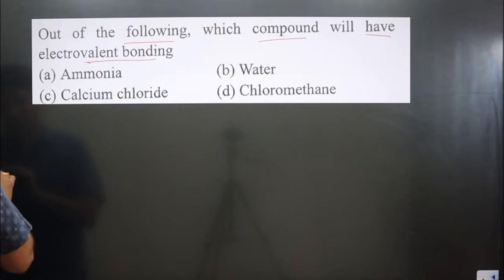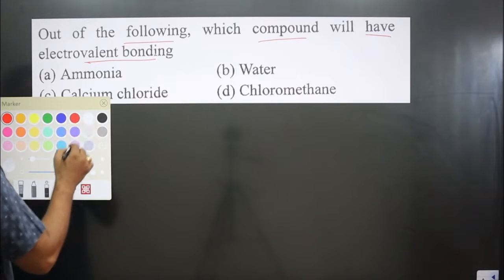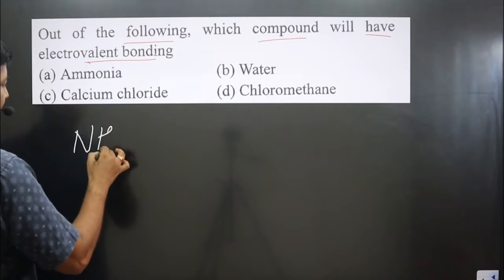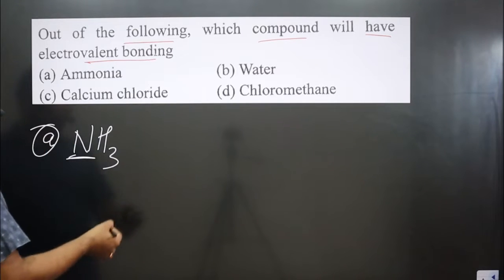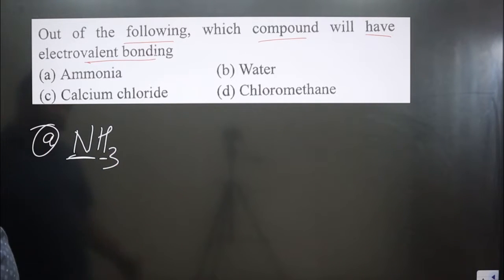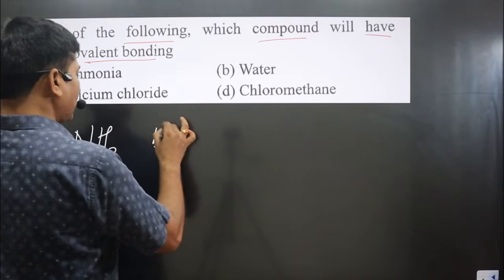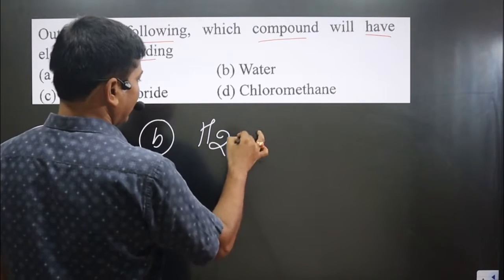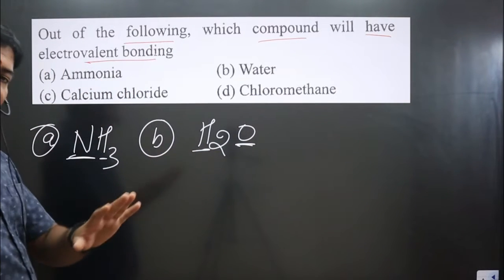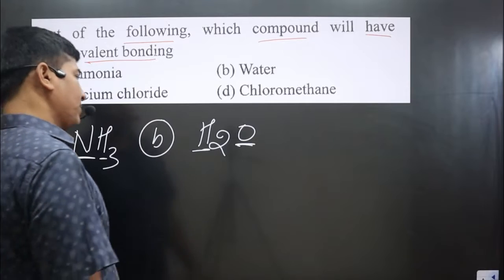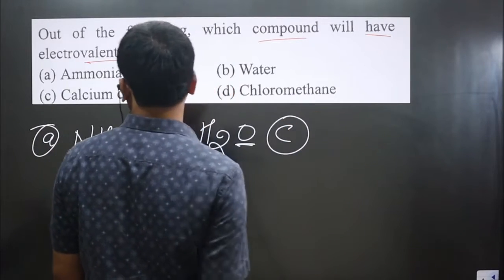First we have ammonia. The chemical formula of ammonia is NH3. So nitrogen is non-metal, hydrogen is also non-metal, so it cannot form ionic bond. We have option B, water molecule. In this case, oxygen is non-metal, hydrogen is also non-metal. Cannot form electrovalent bond.